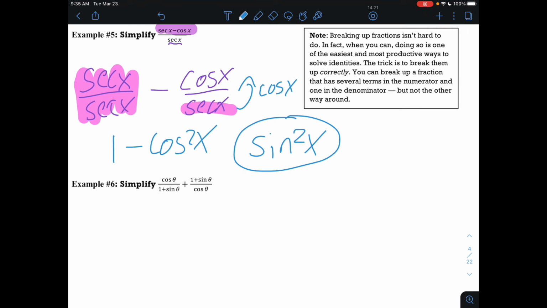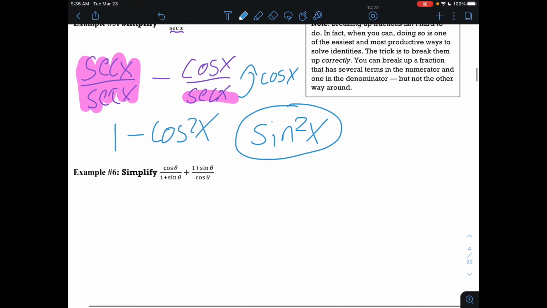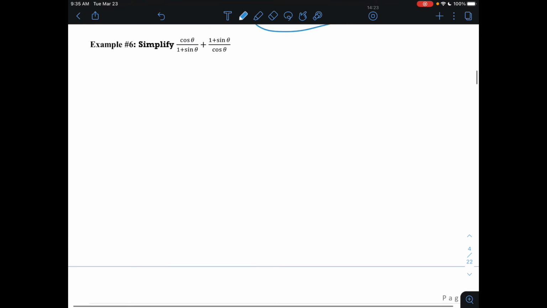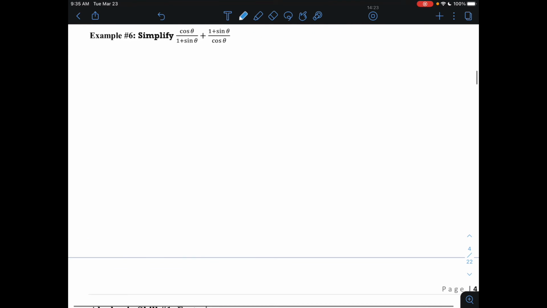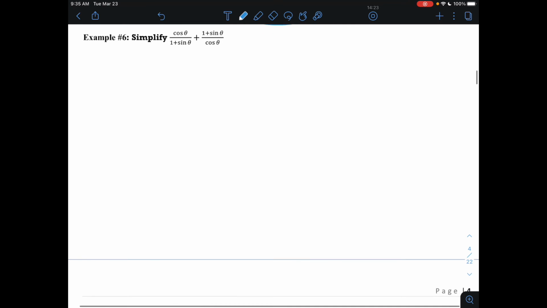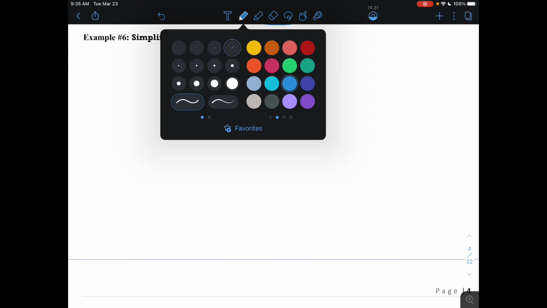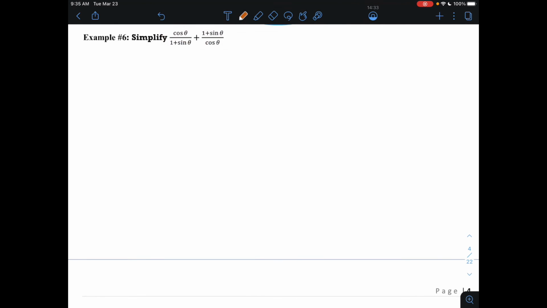Okay, moving on to example number 6, which will be the last one of this particular video, just so that it's not too long. So we're looking at cosine plus 1 over sine plus 1 plus sine over cosine. Looking at this problem, this is very irritating because it's the same thing except they're flipped fractions. There's not a whole lot we can really do about that.